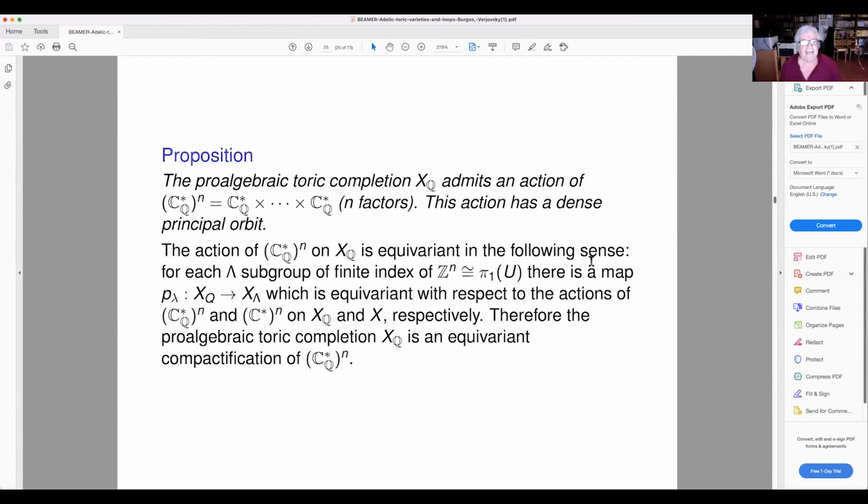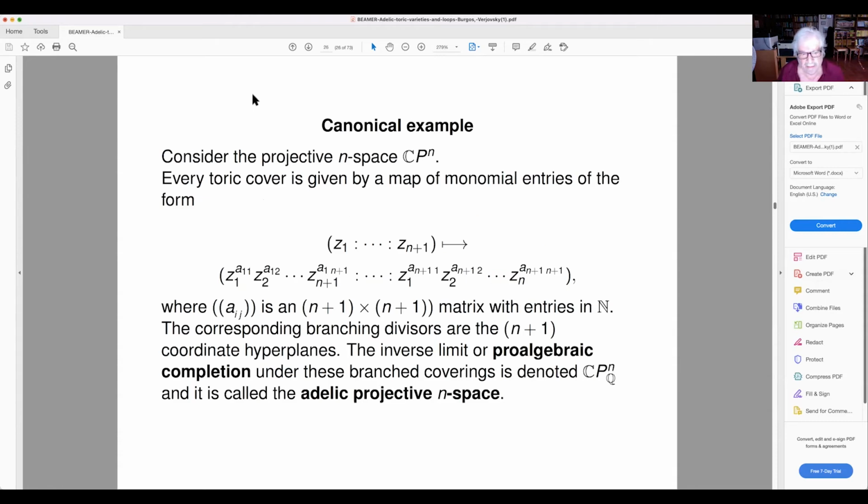And actually these proalgebraic toric varieties are solenoidal manifolds with singularities. I will describe it a little later. They have an action of this solenoidal group, an abelian solenoidal group, with a principal orbit, and the complement is a very interesting object. Perhaps the best thing to do is the canonical example. Forget about all this. If we understand this, we understand everything.